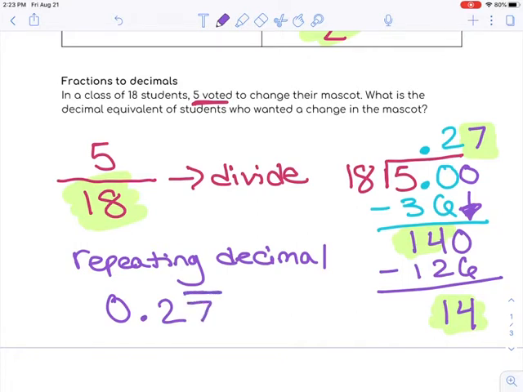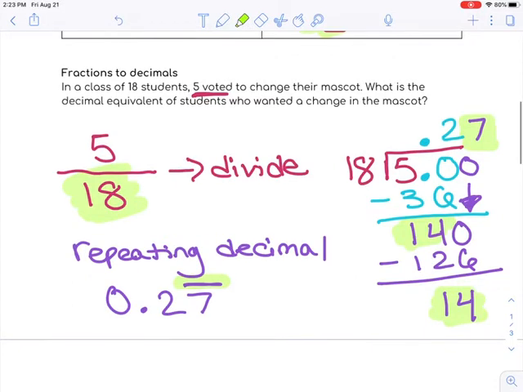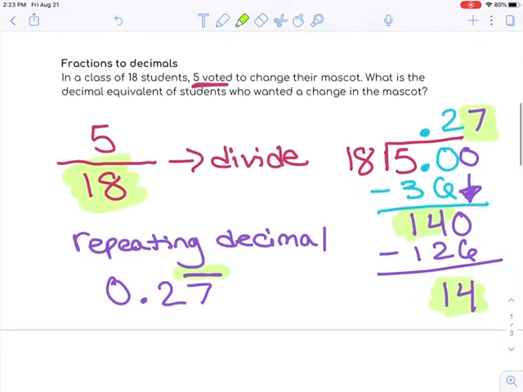And I'm going to write this as 0.27 repeating. Now, it's very important to add this repeating bar because this tells you what number is repeating. And notice I only put it over the 7 because 7 is the only number that's going to repeat over and over again. The 2 does not repeat. So 0.27 repeating. So that's going from a fraction to a decimal.